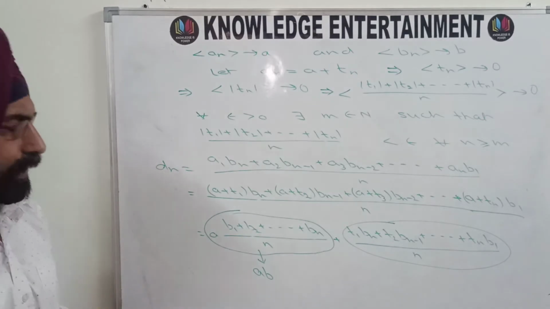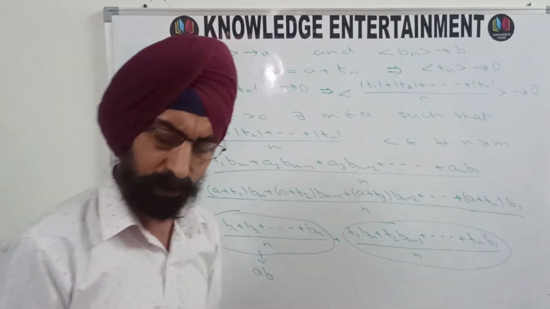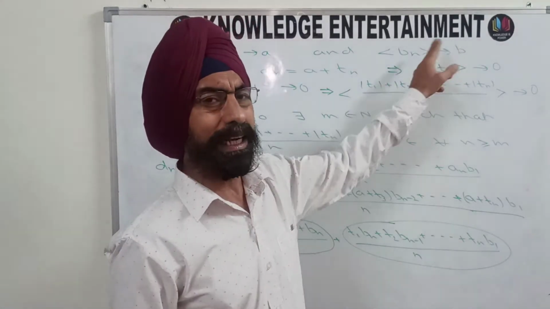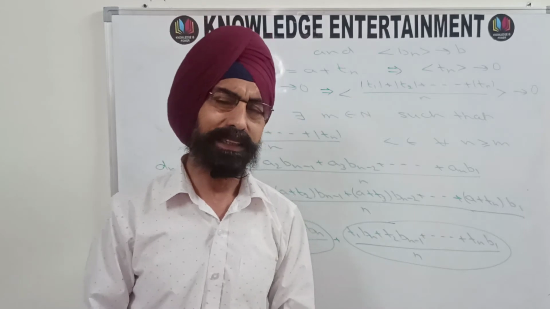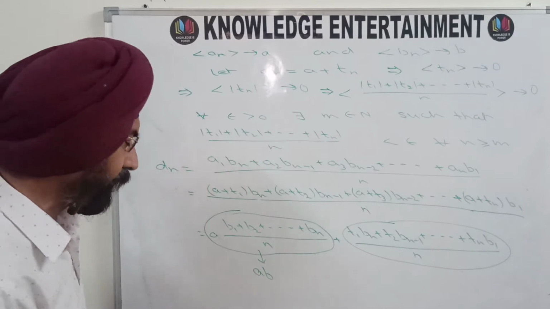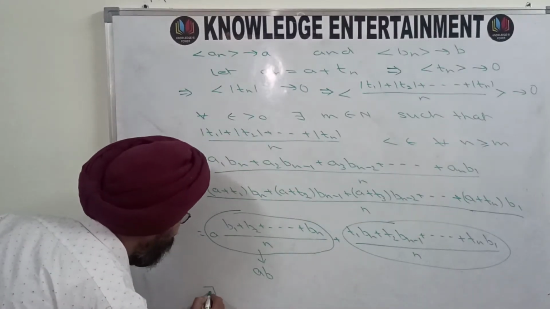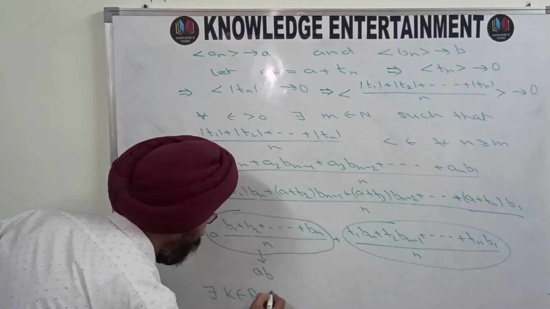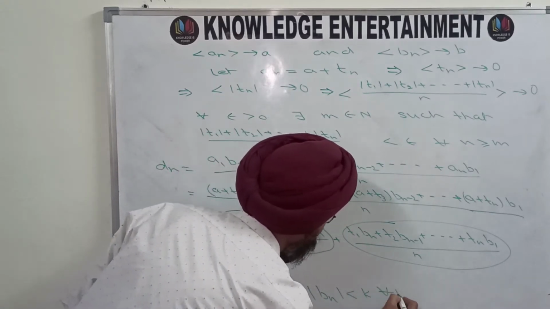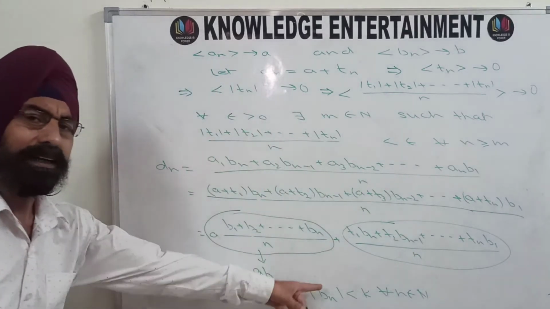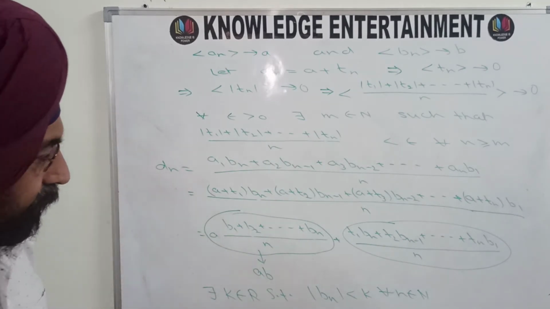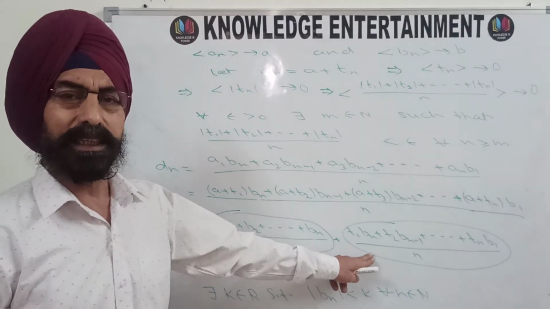So our aim now is to show that this sequence converges to 0. For that, one thing to be noted is that Bn converges to B, that means Bn is a convergent sequence. And we know that every convergent sequence is bounded, so Bn is also bounded. If Bn is bounded, there exists some real number K such that mod of Bn is less than K for every n belonging to N. Here, I have used the definition of a bounded sequence.